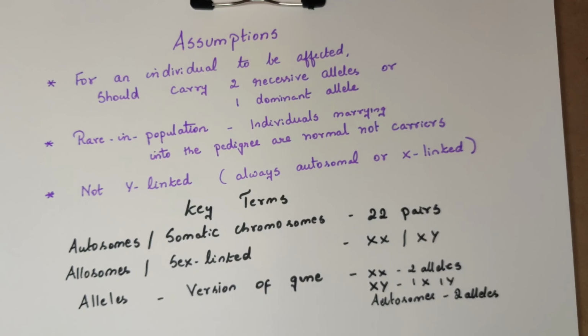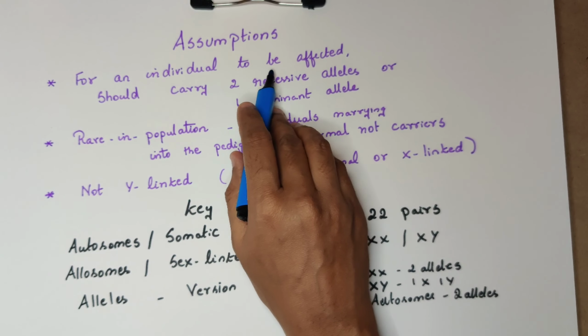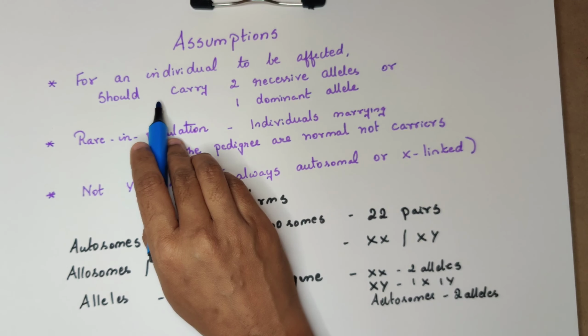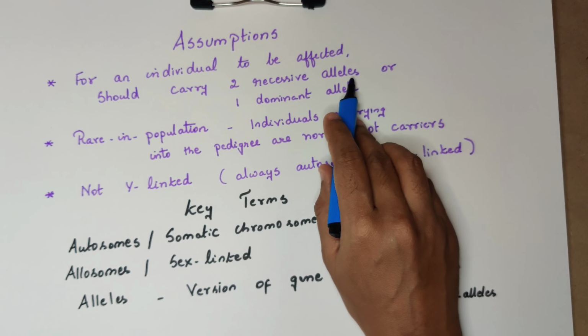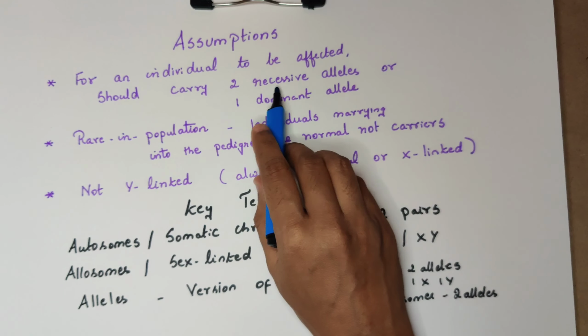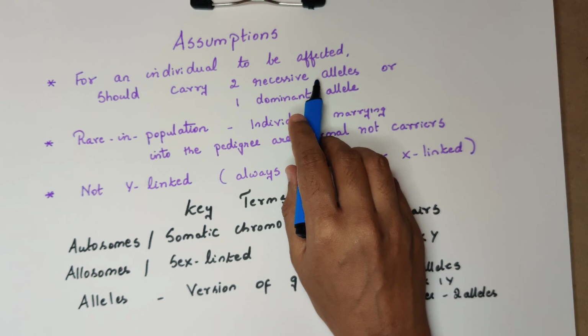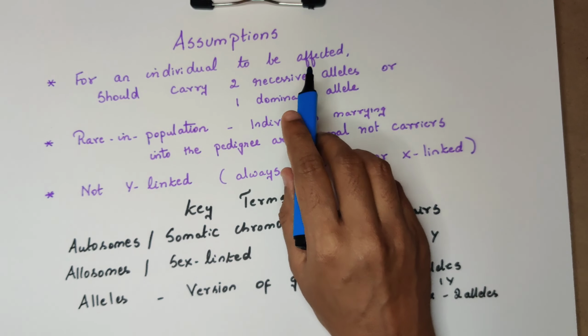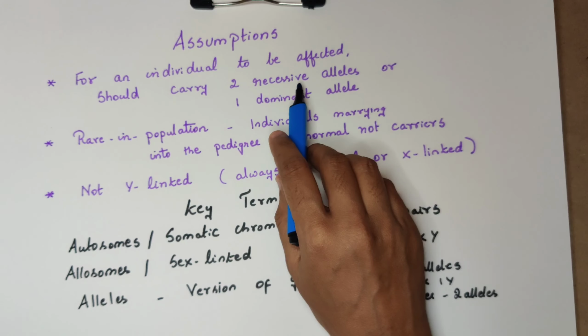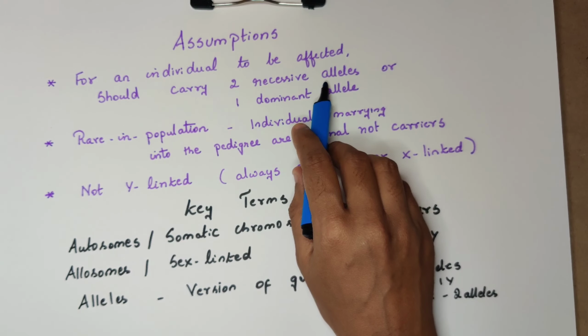So next, let's see the assumptions. What are the assumptions based on which we are going to study about the pedigree chart? The first one is a very important assumption that anyone should go for whenever you are trying to solve a pedigree problem. For an individual to be affected, the person should carry 2 recessive alleles. If the trait in question is recessive, then 2 alleles are important. That means both the DNA containing that gene should be affected by that particular trait. Then only we call it a recessive trait pattern of inheritance.